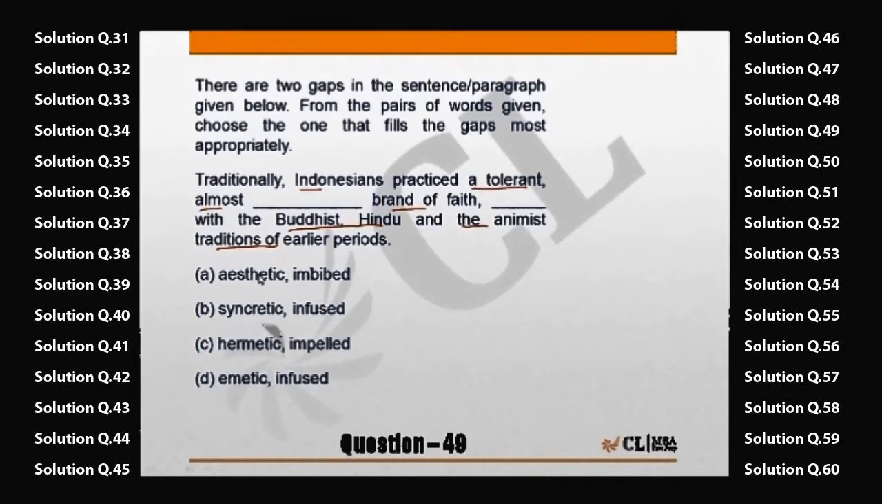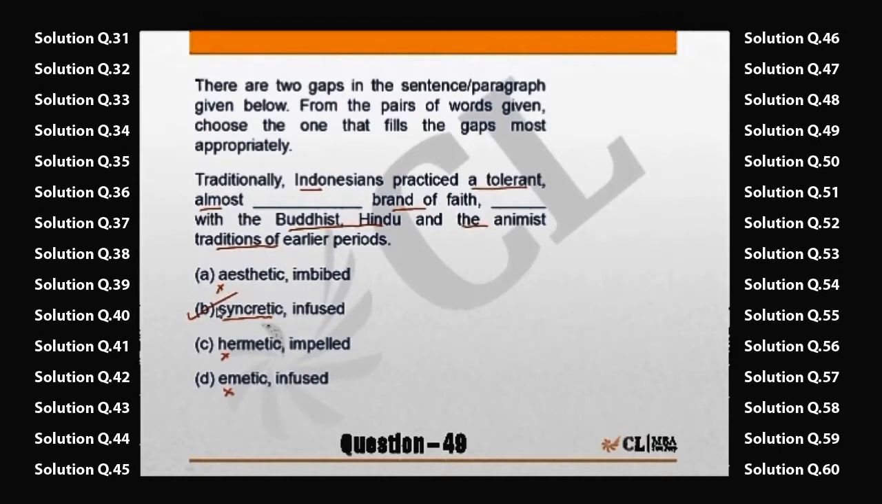So let's go to the choices. Let's look at the first blank. That is a tolerant, almost dash brand of faith. Aesthetic, no, this is incorrect. Syncretic, something which combines, something which unites, that blends. Okay, so B could be a good option, or syncretic could be possible. Hermetic, no, cannot be the correct answer, neither can emetic be. So on the basis of the first blank itself, you can say the correct answer is choice B.